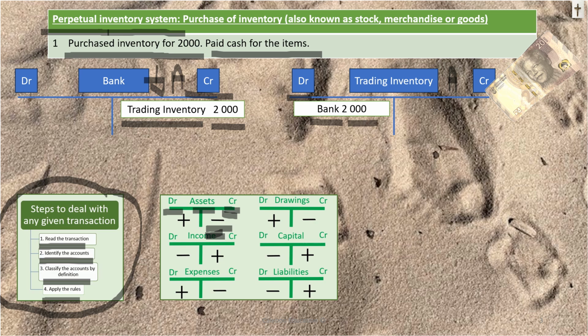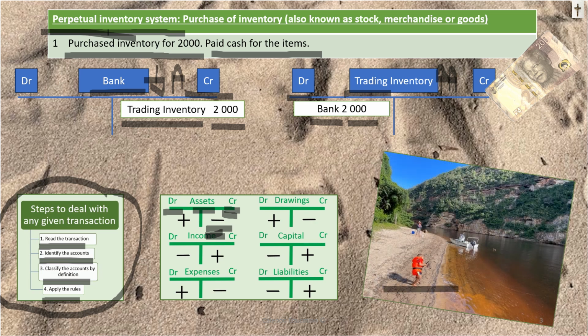So what we have here, just to recap, we're using the perpetual inventory system. We purchased stock for cash. The bank account was credited, decrease in assets. The trading inventory account was debited, increase in asset value of stock on hand. There we go.